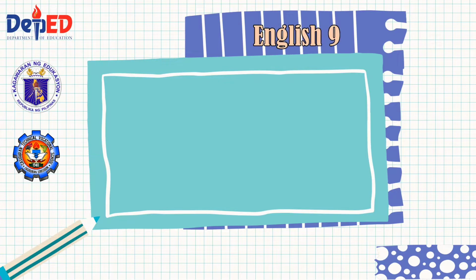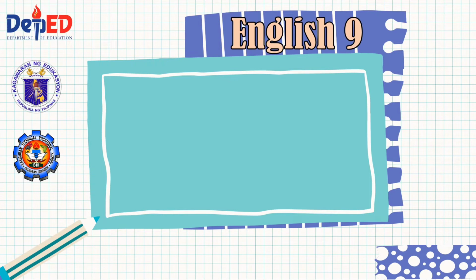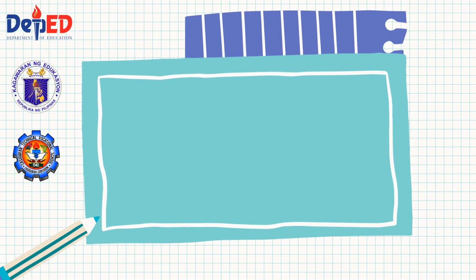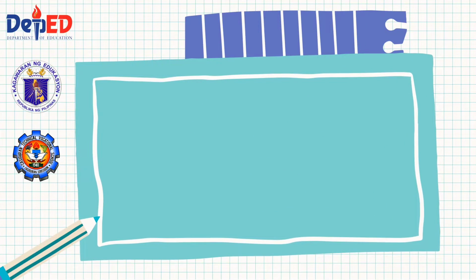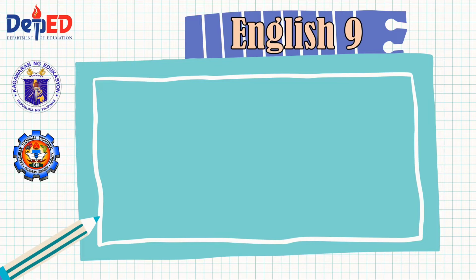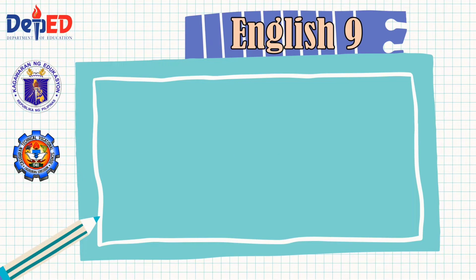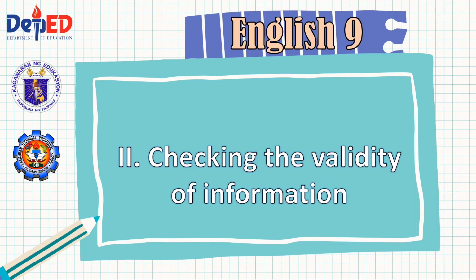Today, in English 9, we're going to have a lesson in judging the validity of the evidence listened to. This lesson will have two parts. Part 1 is a short introduction which will discuss active and passive listening. Part 2 is about checking the validity and reliability of information.